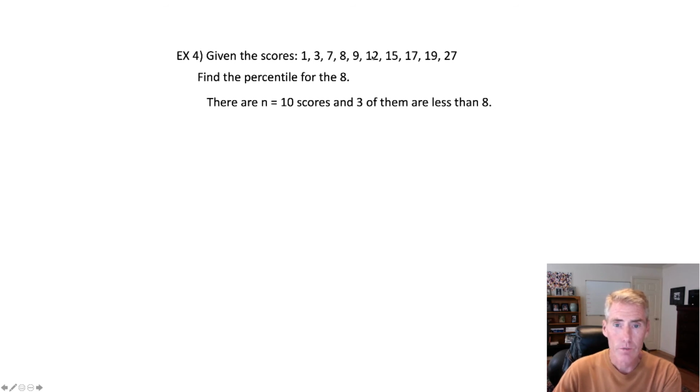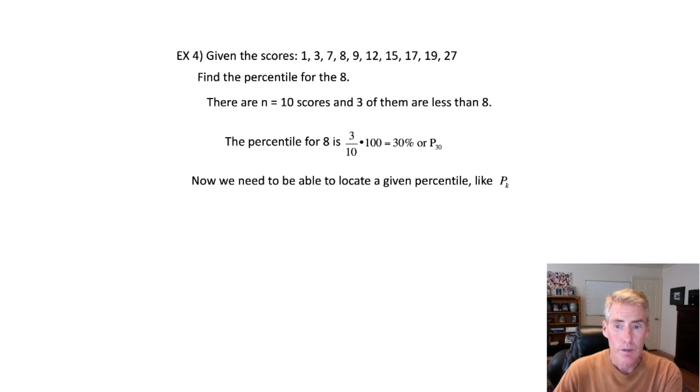And there's a total of 10 numbers here. So 3 of them, the 1, 3, and 7, 3 of the scores are less than 8, and that's 3 out of 10. And then you put 3 divided by 10, multiply by 100 to change it to a percent, that turns out to be 30%. So in other words, this 8 right here is beating 30% of the scores. It's beating 3 out of 10 or 30%. So the 8 is at P30.